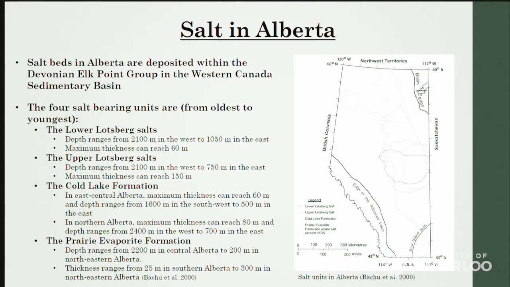The Cold Lake Formation is actually divided into two parts, one in eastern Alberta and one in northern Alberta. In eastern Alberta, the maximum thickness can reach 60 meters, and in northern Alberta, maximum thickness can reach 80 meters. And the Prairie Evaporite Formation is actually the least pure salt in Alberta, but it is the thickest. The thickness can reach anywhere between 25 meters in southern Alberta to 300 meters in northeastern Alberta.